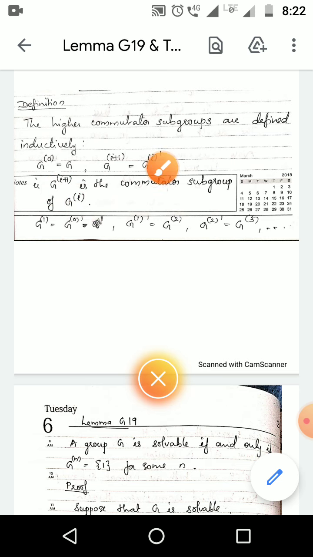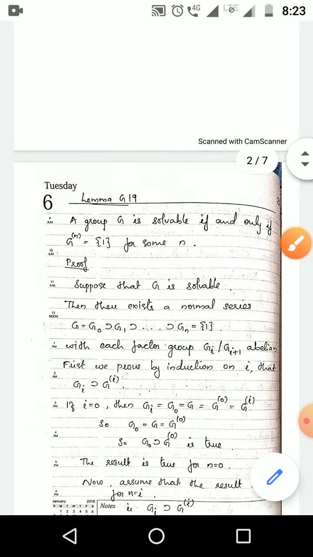Using this definition, we can write G1 is G naught dash. If we put i equal to 0, we get this. G1 is G naught dash, and G naught is G itself. So G dash, the commutator subgroup of G, is written as G to the power 1. And G1 dash, the commutator subgroup of G1, is denoted as G2. And the commutator subgroup of G2, G2 dash, is denoted as G3, and so on. Like that, we give the notation.